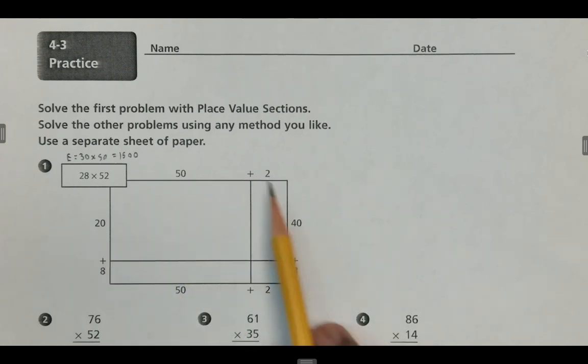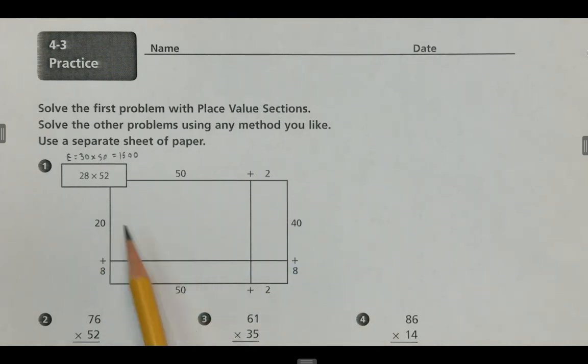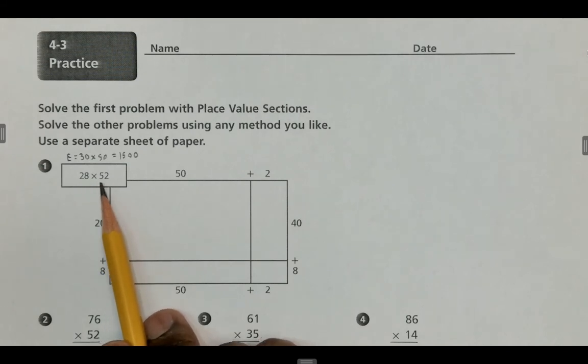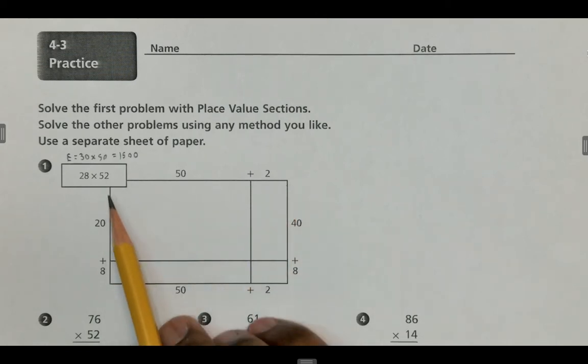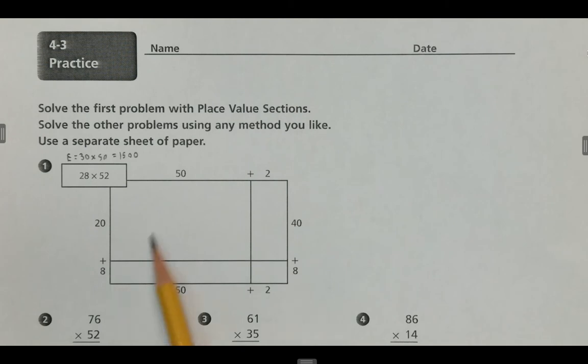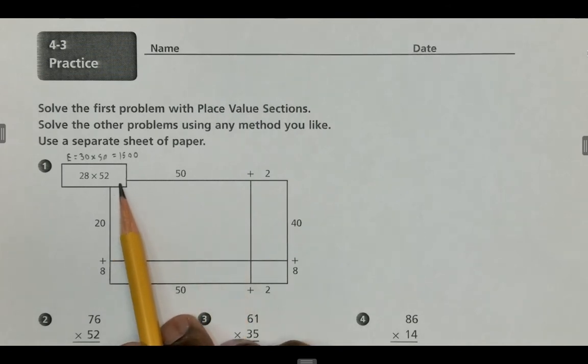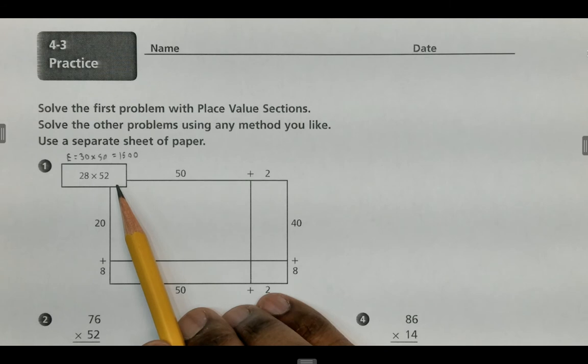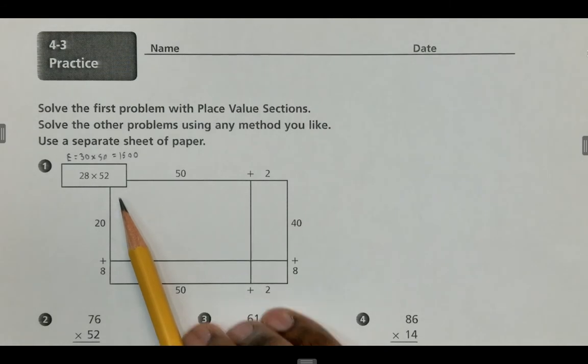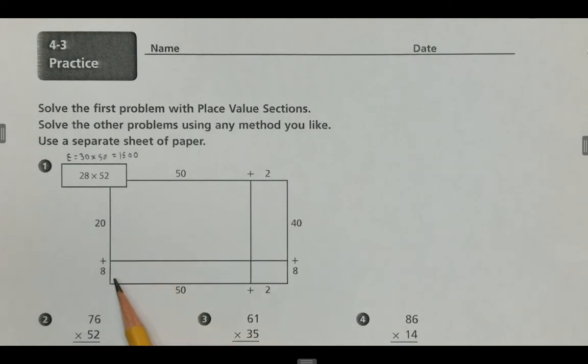Now, looking at this model, it is possible to represent multiplication of two numbers as an area problem, where you show the longer side as the length of a rectangle, the shorter side as the width of a rectangle, and then you're multiplying length times width to get your area. In this case, notice that 52 has been represented as a line segment broken up into a section of 50 and a section of 2. 28 is represented as a line segment broken up into a section of 20 and a section of 8.